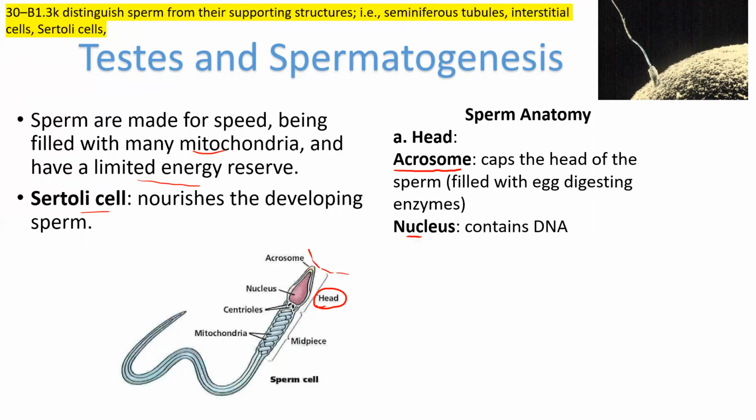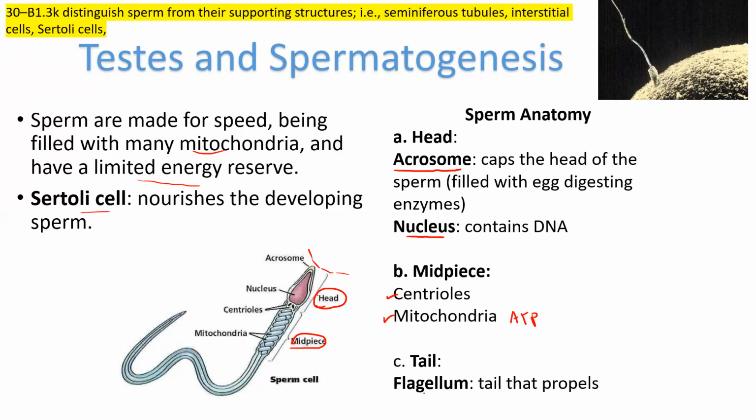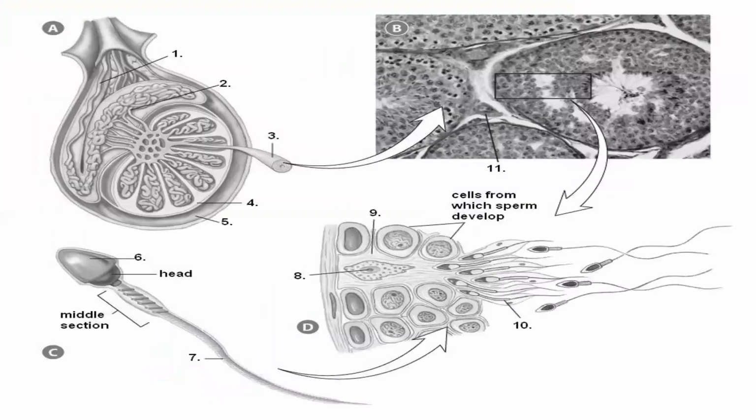And also in the head is the nucleus. The mid piece contains centrioles and mitochondria, and this is for energy, ATP, for the flagella, the third part, to whip. So there are 3 parts of the sperm anatomy. And when we take a look at this, you can stop the video and see if you can fill these in from the textbook.